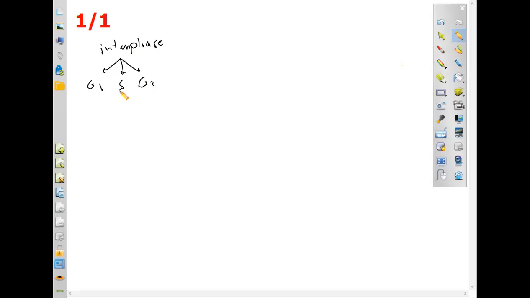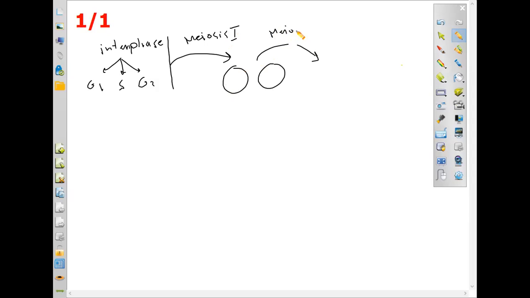That's the same thing that happens here. After interphase, the cell will pass through meiosis 1. After meiosis 1, we have 2 cells. Then these 2 cells will pass to meiosis 2, in which there is another division of the nucleus. So here the nucleus will divide twice, just like this.